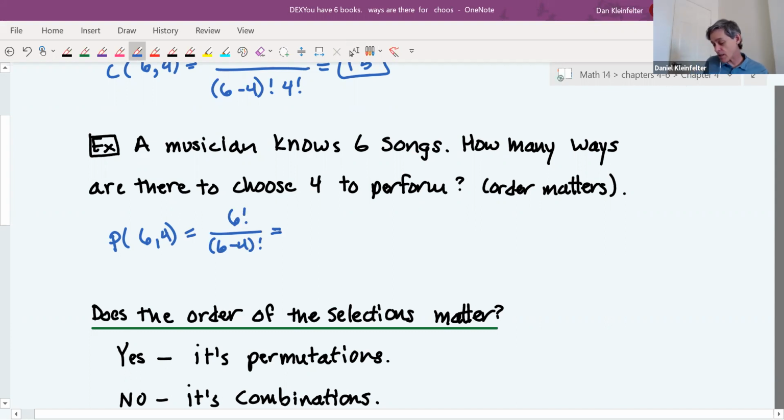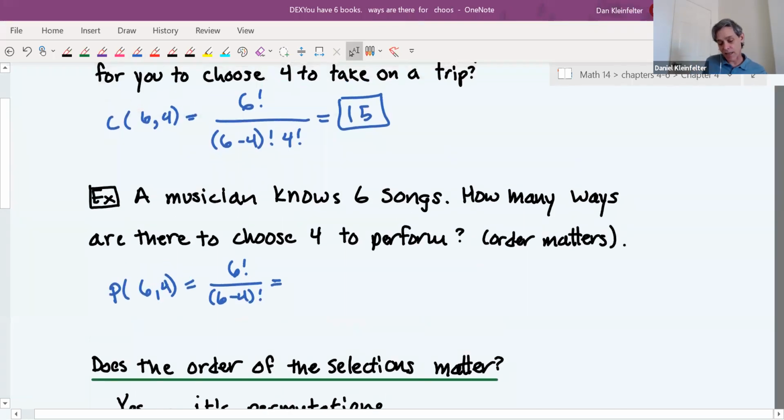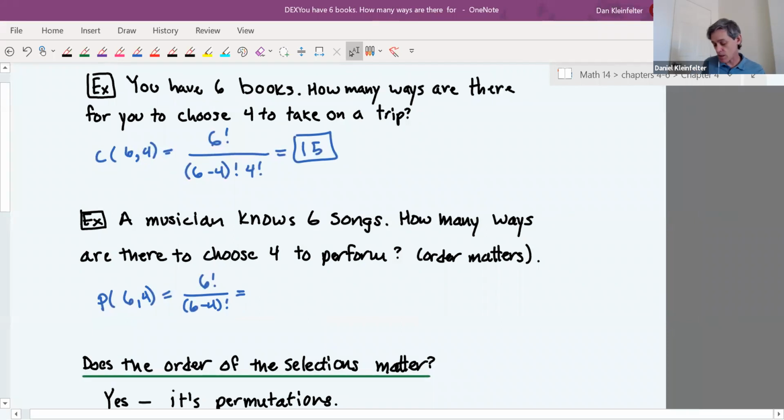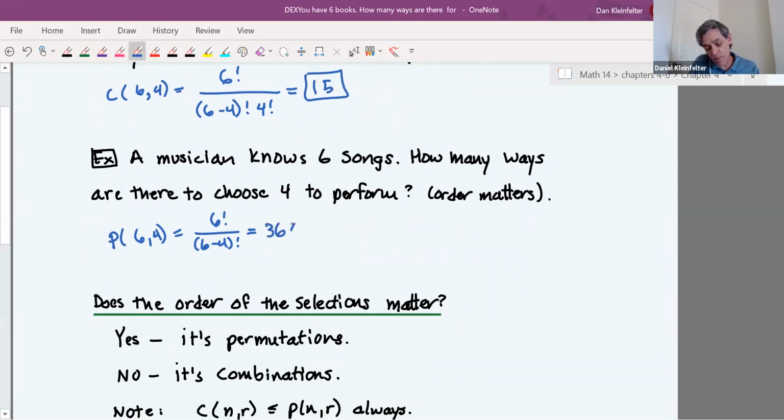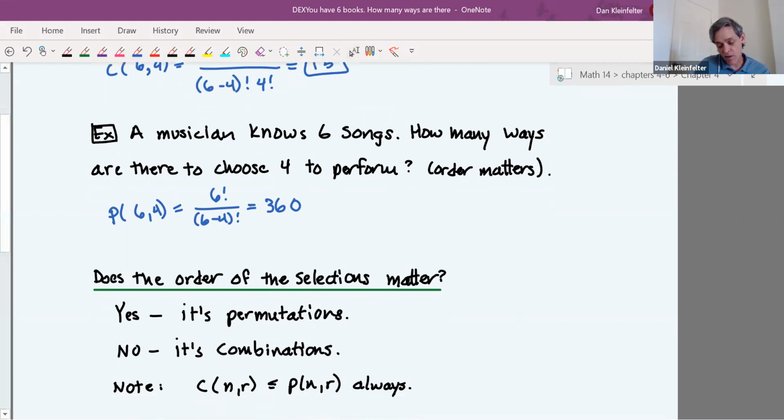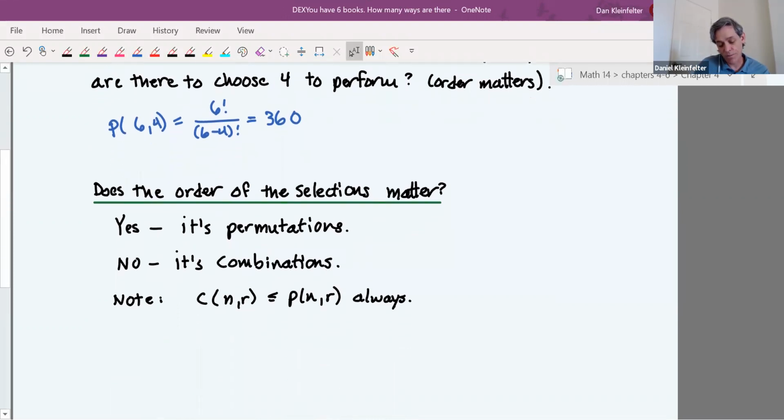Okay, do you think that there will be more? It's 6 and 4 again, between the book and the musician one. Do you think the number will be bigger or smaller? Okay, it should be bigger, right? It's 360. If you think about it, it should be bigger. There's more ways for something to happen if the order that it is in matters. Okay, so there's 360 ways for the musician to choose those 4 songs.